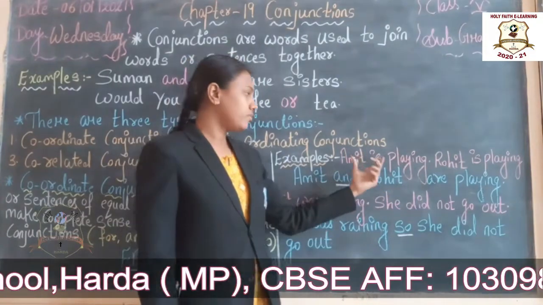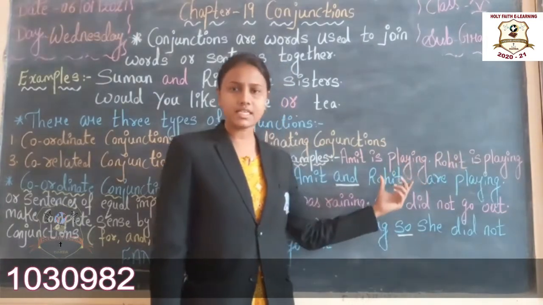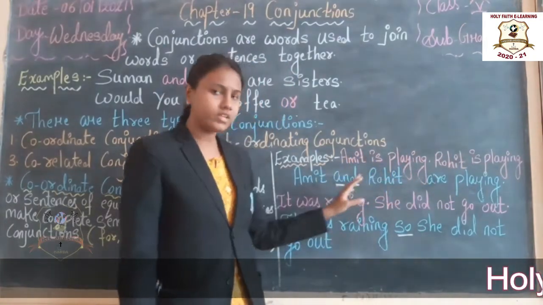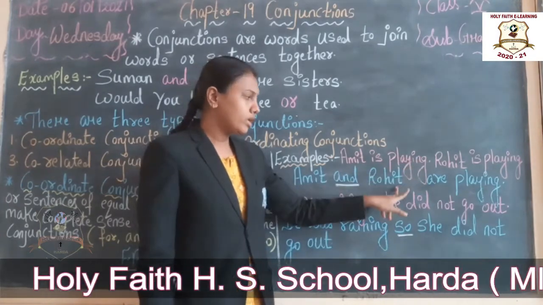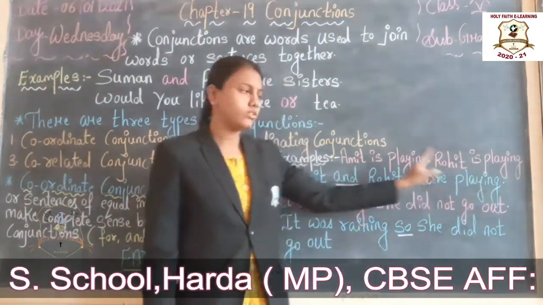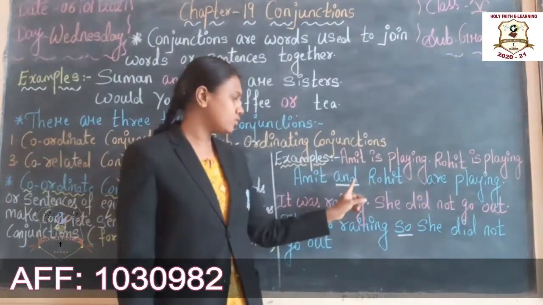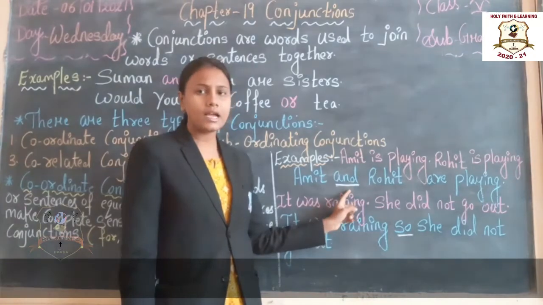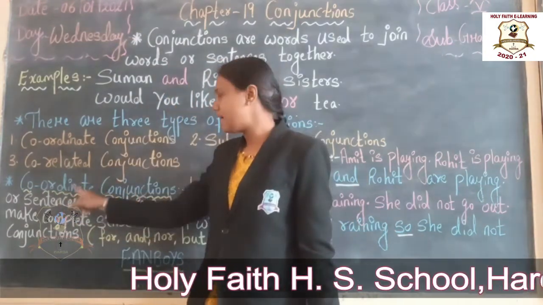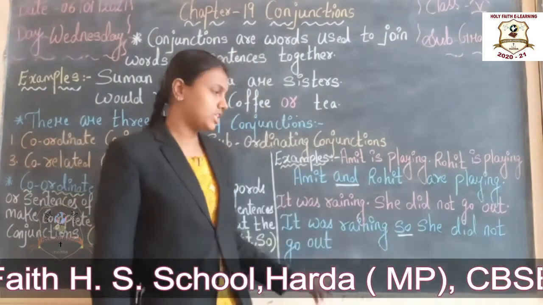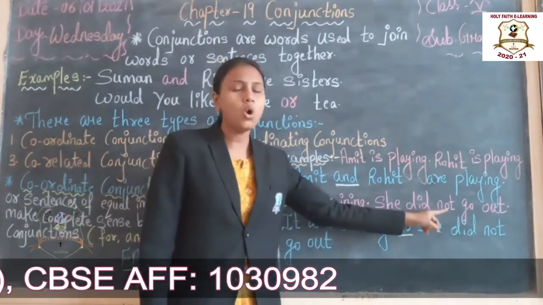Now we can add a conjunction here to make the sentence short and easy. For that we added the conjunction here. Amit and Rohit are playing. So we use the conjunction and, which is a coordinate conjunction. Clear?